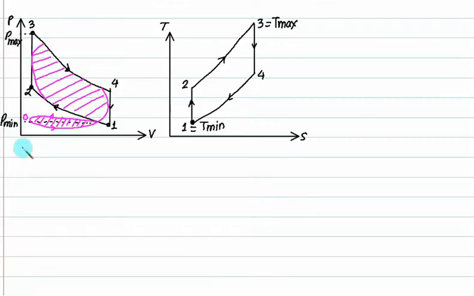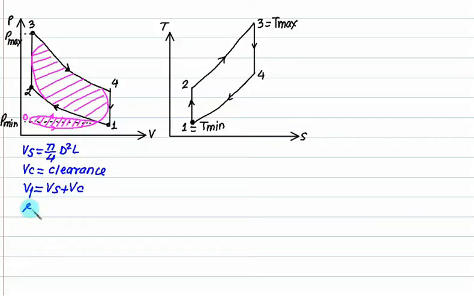Step number 1: Vs you can calculate if you know the data, pi by 4 d square L. Vc is called the clearance volume, and it is normally provided to you. And Vc is known. Your first job is to calculate V1, that is Vs plus Vc. Knowing V1 and Vc, you can calculate R, which is called the compression ratio, and which is basically defined on the compression process. The higher volume is V1, the lower volume is V2. The name compression and expansion is given based on the process. This is compression, so it is called the compression process. This is expansion, so it is called the expansion process.